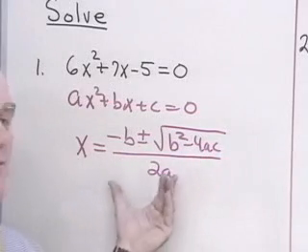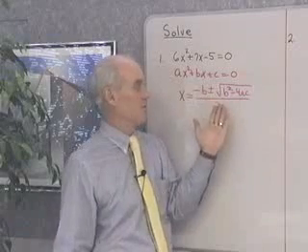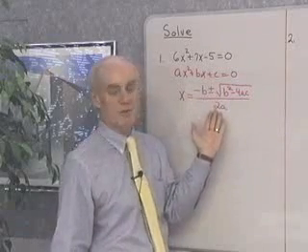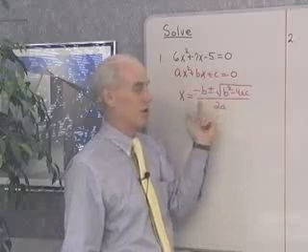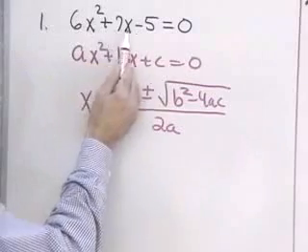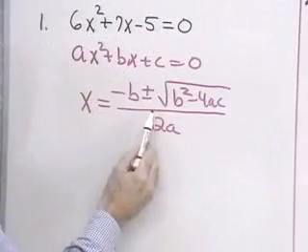And the derivation of this formula is in the book. So if you want to see where this comes from, it comes from completing the square on this equation, and what you get when you do that is this expression right here, which is called the quadratic formula. Now let's substitute in our a, b, and c from this equation into this formula.